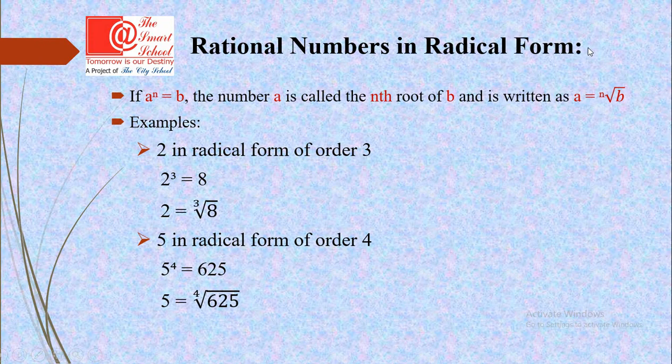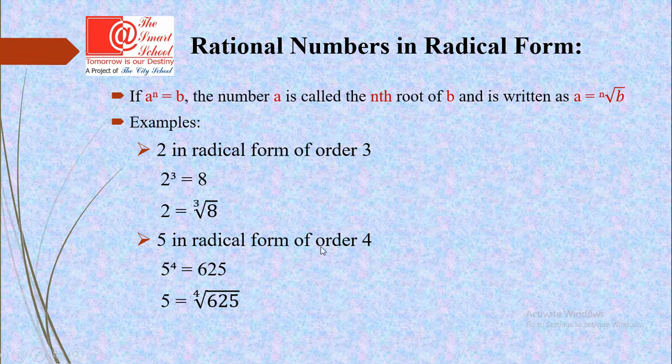Now rational numbers in radical form. If a power n is equal to b, the number a is called nth root of b and is written as a is equal to b radical form of order n. For example, 2 in radical form of order 3. So what we have to write, 2 cube, which is equal to 8, and we will write 8 radical form of order 3, which is same as 2. So this is 2 in radical form of order 3.